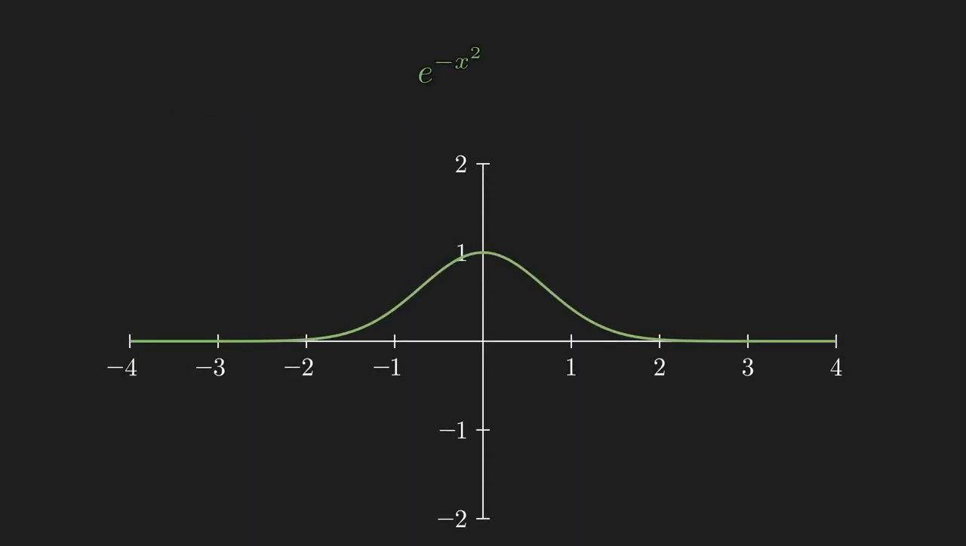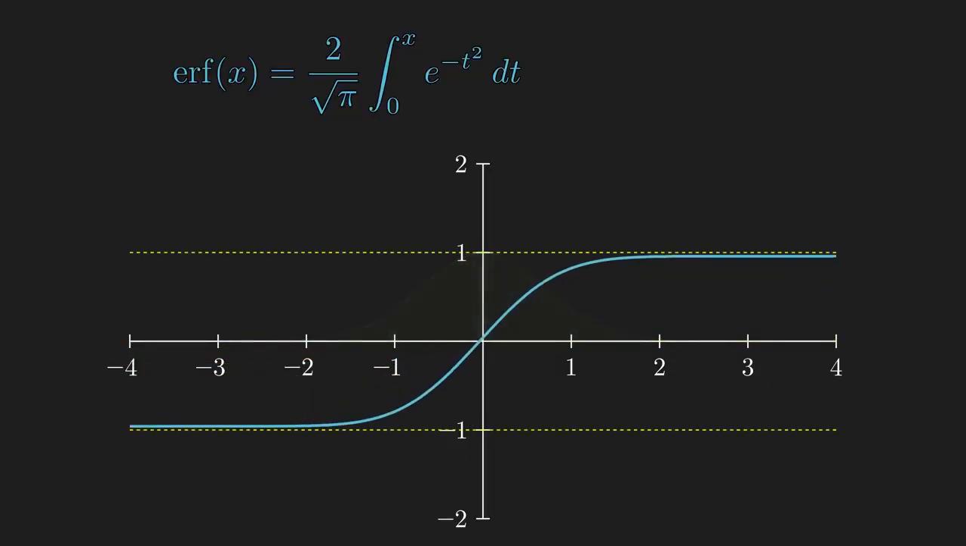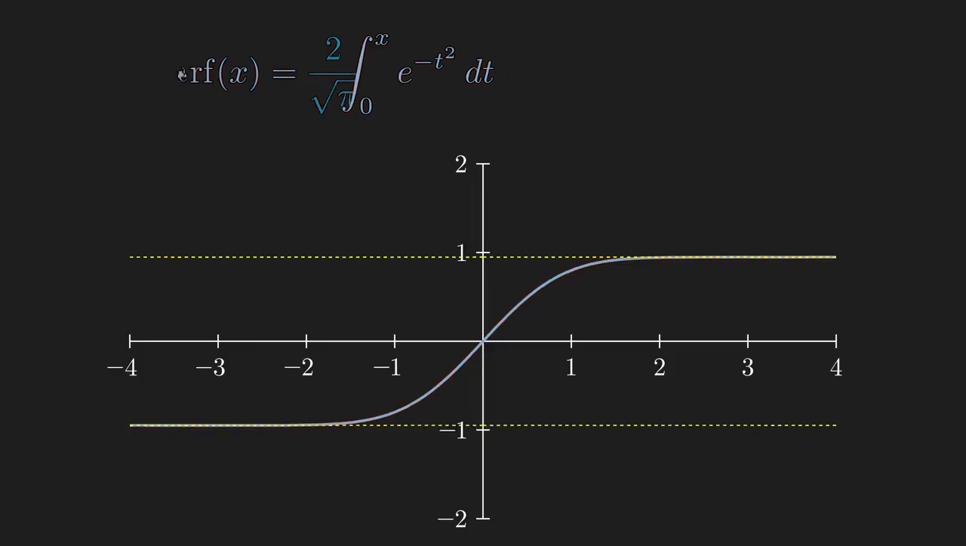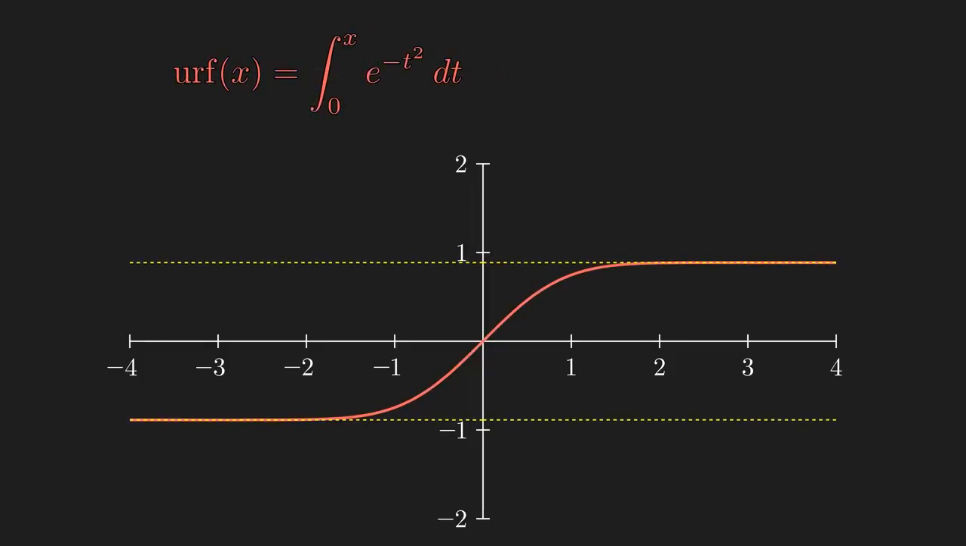Area under e to the negative x squared is square root of pi. So when Gauss defined the error function, he set the lower limit as 0 in order to make it an odd function about the origin, and put a constant of 2 over root of pi in order to have the range go from -1 to 1. This normalization may be convenient in some contexts, but for the purpose of this video, it's just an annoyance, so I will define a new function urf, which is like erf but unnormalized.